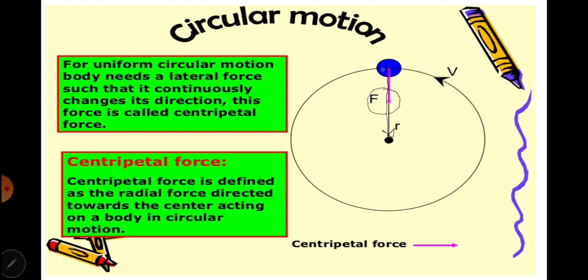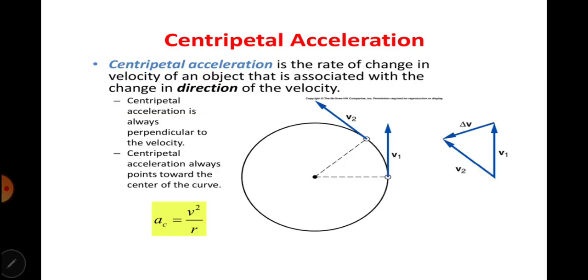The force which pushes the body towards center of the circle and compels the body to move in a circular path is called centripetal force. Centripetal force is defined as the radial force directly towards the center acting on a body in circular motion. Centripetal acceleration. Acceleration produced by centripetal force is called centripetal acceleration.